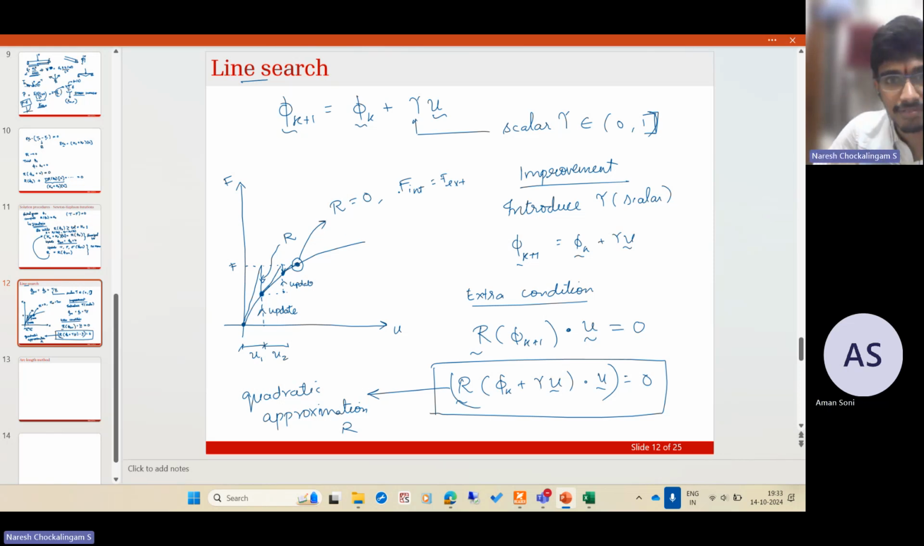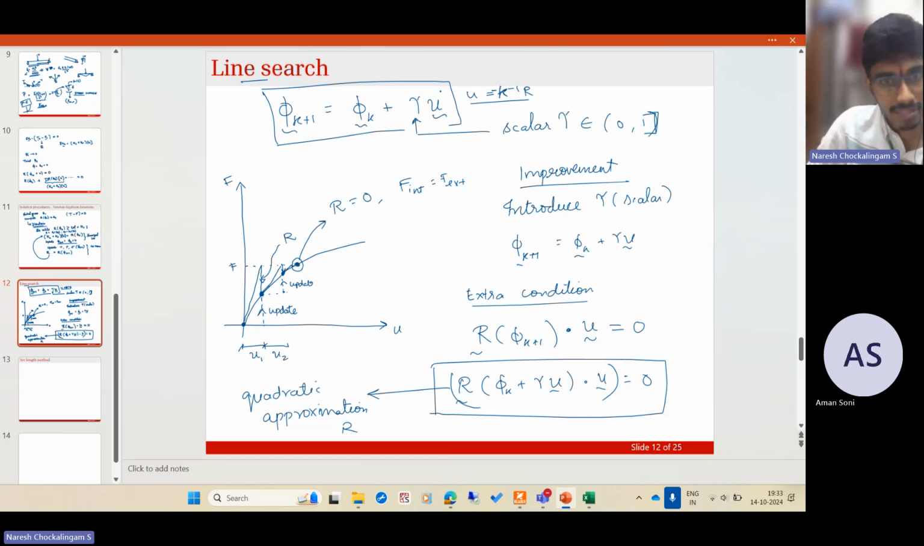No. So line search, if you see, this is one step of Newton-Raphson. phi k plus 1 equal to phi k plus gamma u is one step. But within that step, if you just have phi k plus u, you get u as minus k inverse r. So this is just one step solving. This is a linear equation, which can be solved easily, and this is just an update, that is Newton-Raphson.